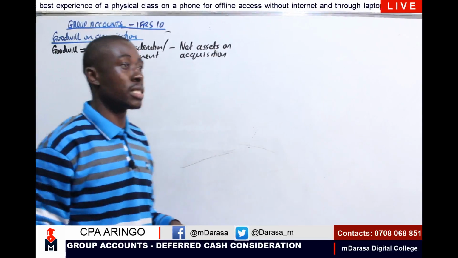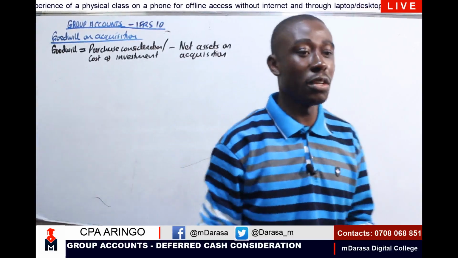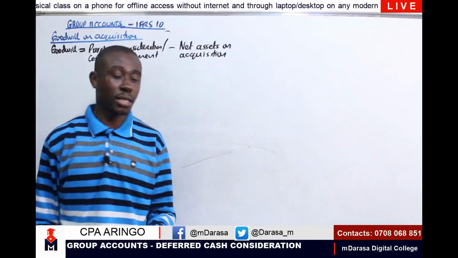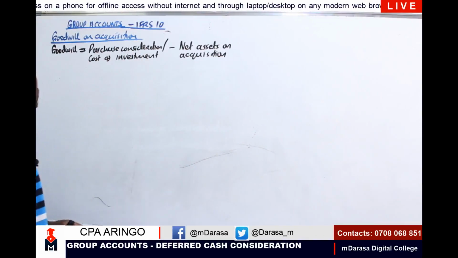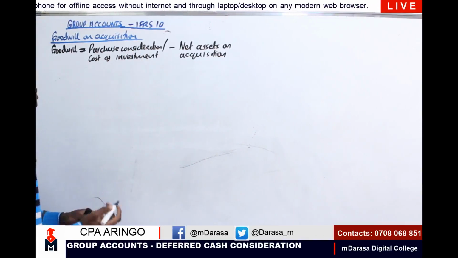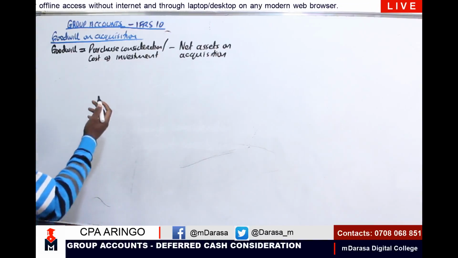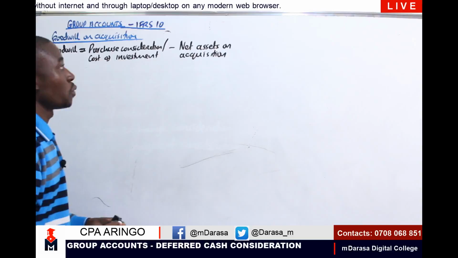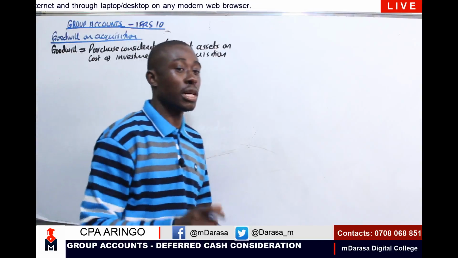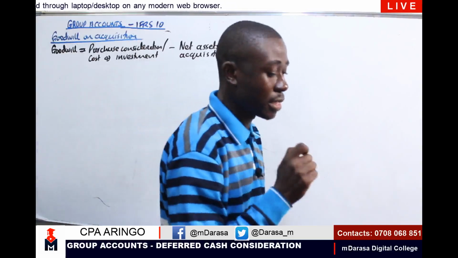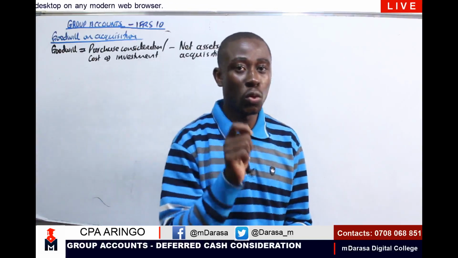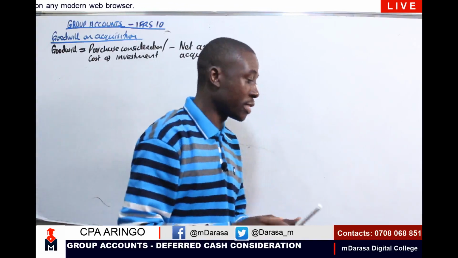At this point, it will be very key for us to know how to go about this. Just understand in a very simple manner that goodwill is the difference between our purchase consideration, or rather cost of investment, less our net assets on acquisition. That is the first step you must always have at the back of your mind to be a good student in group accounts.